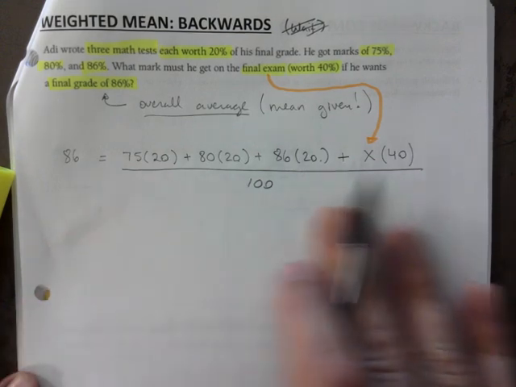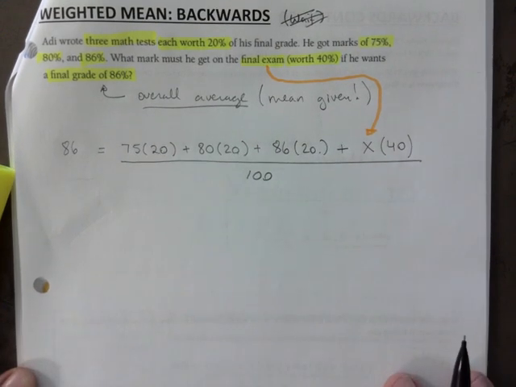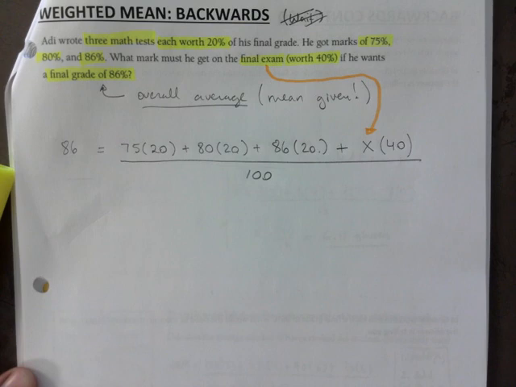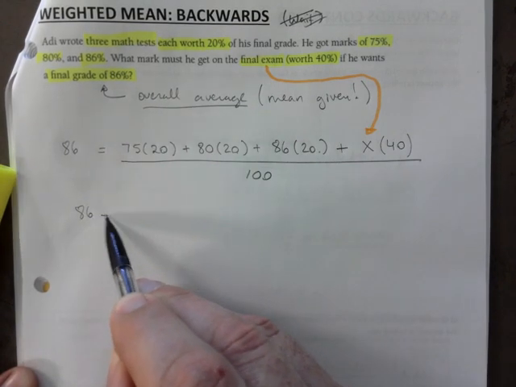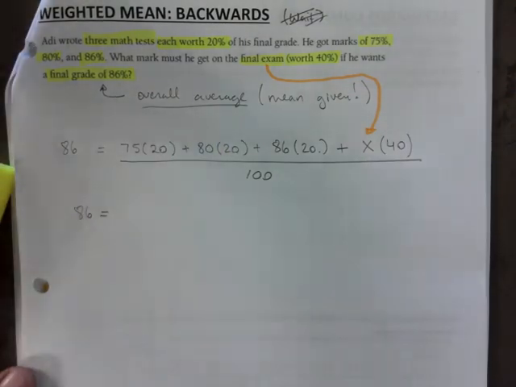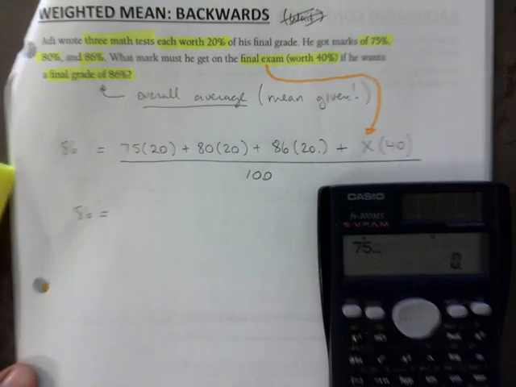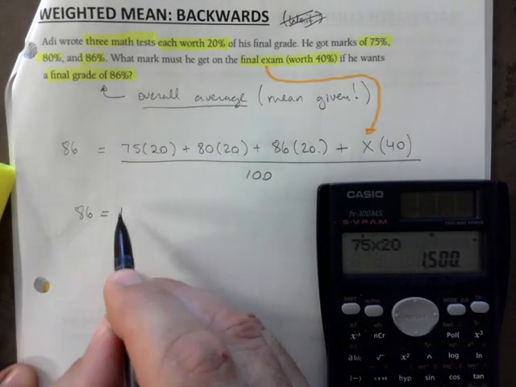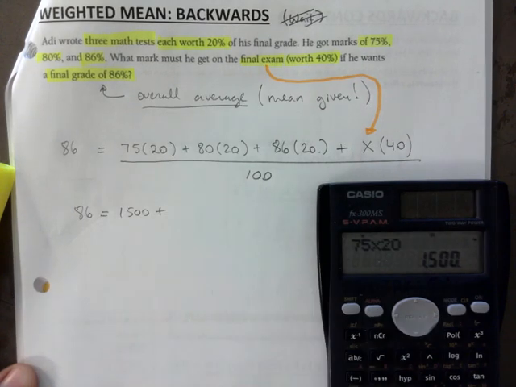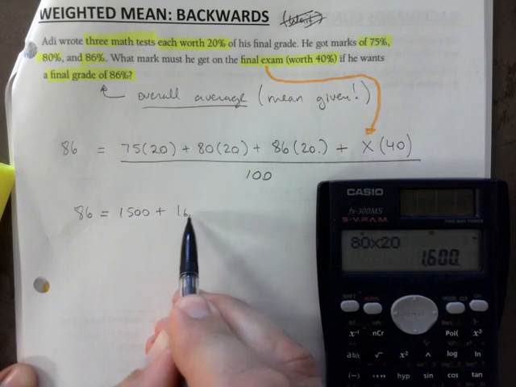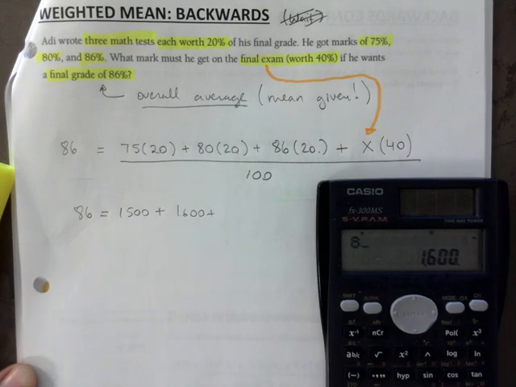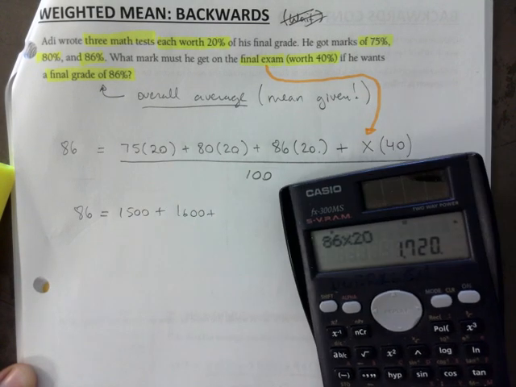So this is your initial setup. So now you need to clean this up a bit. You can't just clean it up exactly the same as the other one. There's going to be that extra step. So let's go ahead and find out what these numbers are. So 75 times 20, that's 1,500, plus 80 times 20, 1,600, 86 times 20, 1,720.